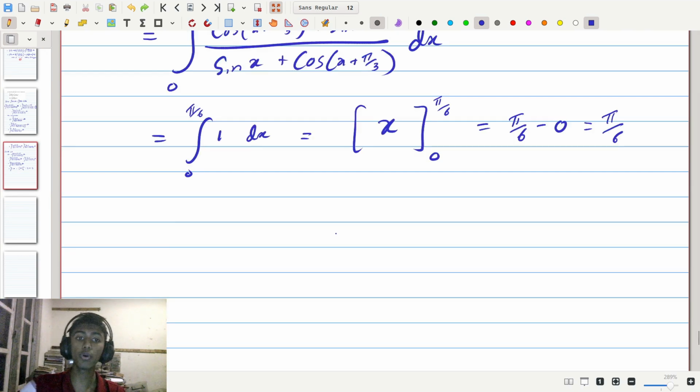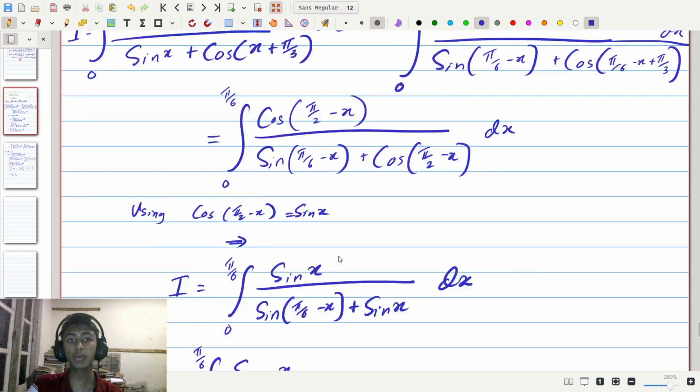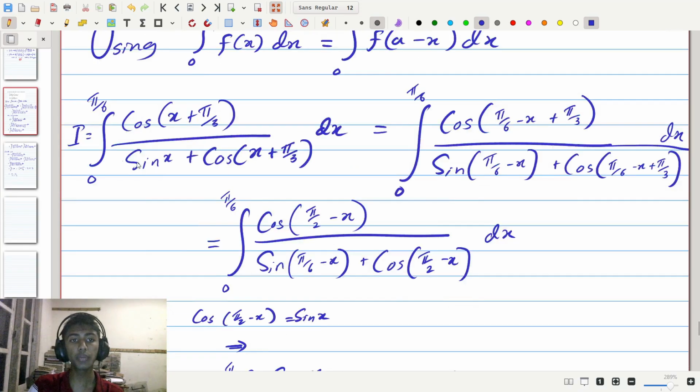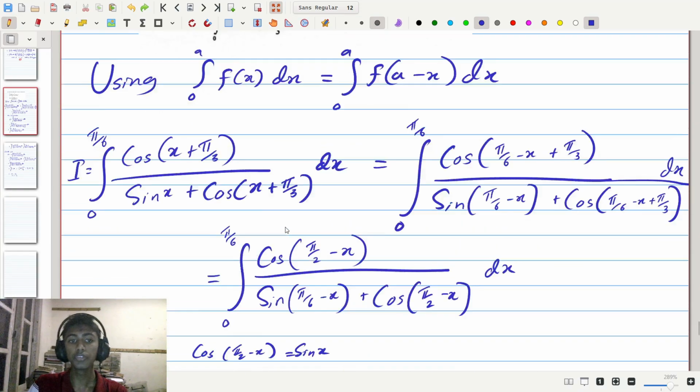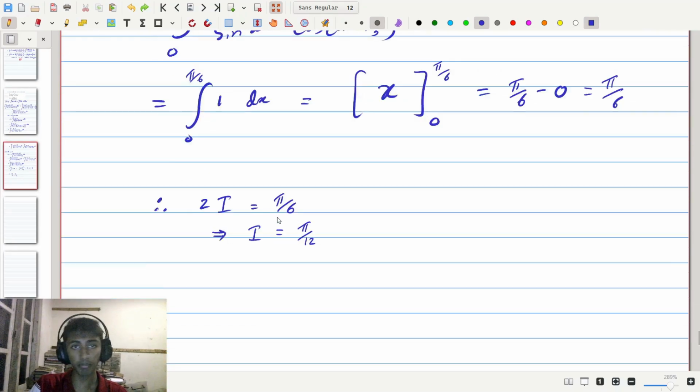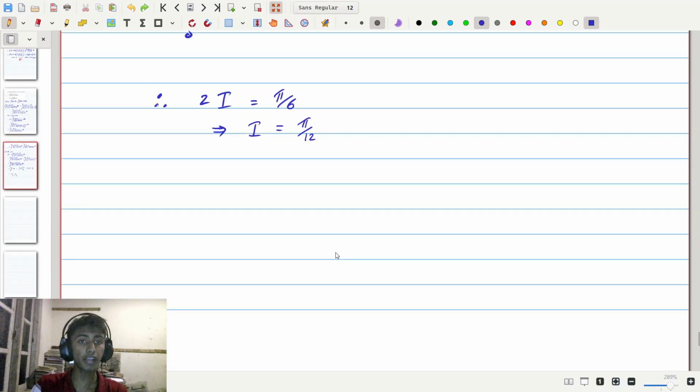So therefore, if we consider dividing both sides, we can see 2I is equal to pi by 6, which implies that I is equal to pi by 12. Hence, if we consider what I is equal to up here, I is this integral, which is also this integral, and what we wanted to find is that integral's value. We could leave it at this, but I would much rather write down the exact result that's given in the paper.